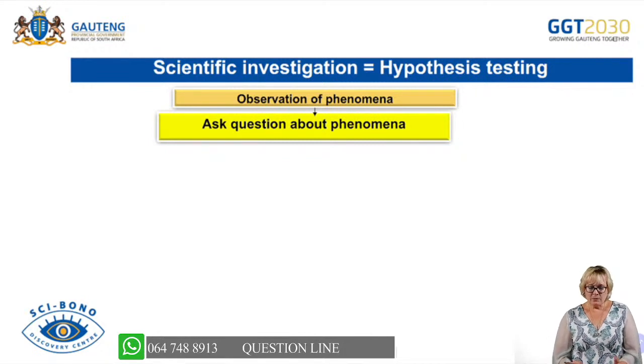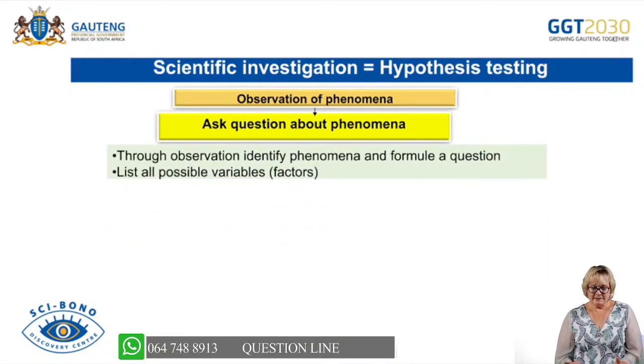And then we come up with a hypothesis. Through observation, identify phenomena and formulate a question. List all possible variables, all right, the factors. So now we must think about what factors we are going to list. Remember, you have dependent, independent, and fixed or control variables.